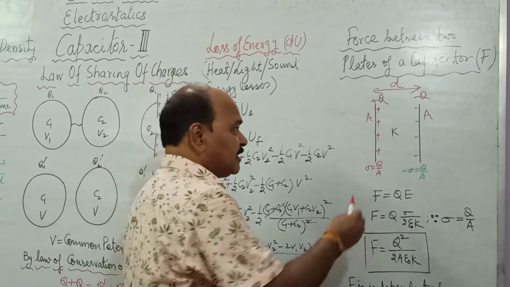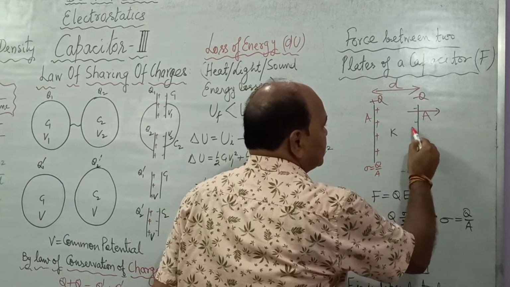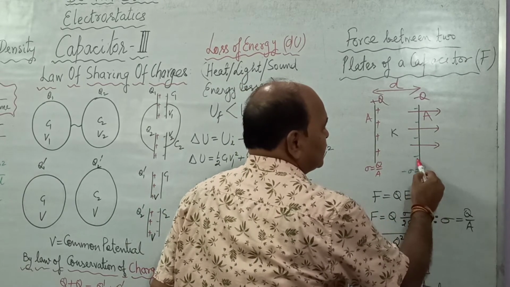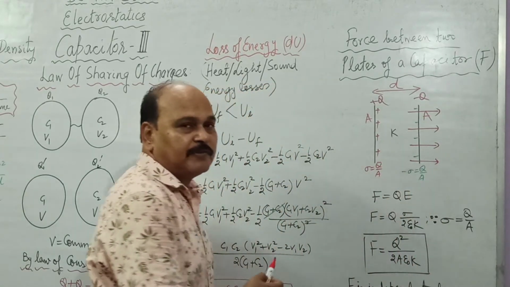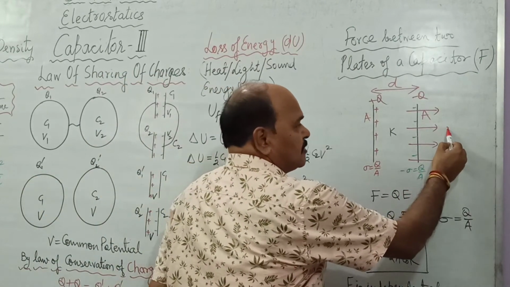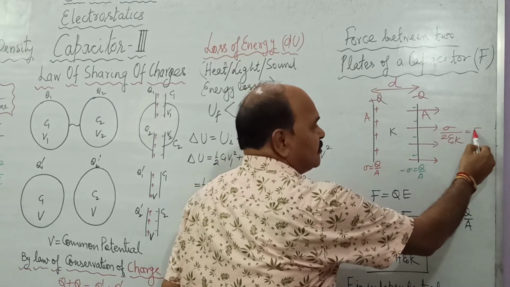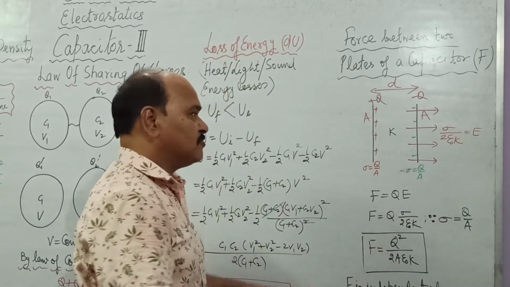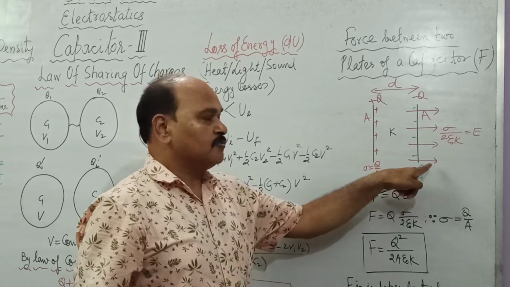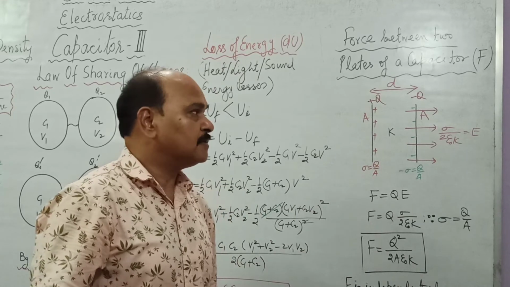So what is the electric field because of a surface charge? Electric field because of any surface charge distribution is away from the charge, and the value of electric field intensity is sigma upon 2 epsilon naught K. This is the electric field due to this positive surface charge distribution at a point close to it, or at a distance d from it. d is, remember, a very small distance.